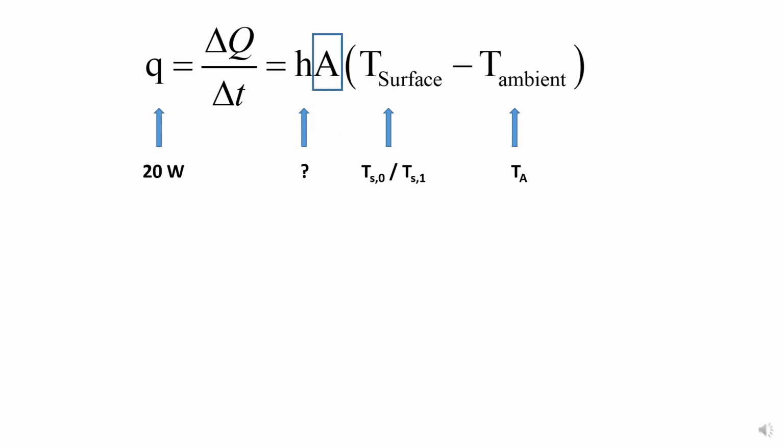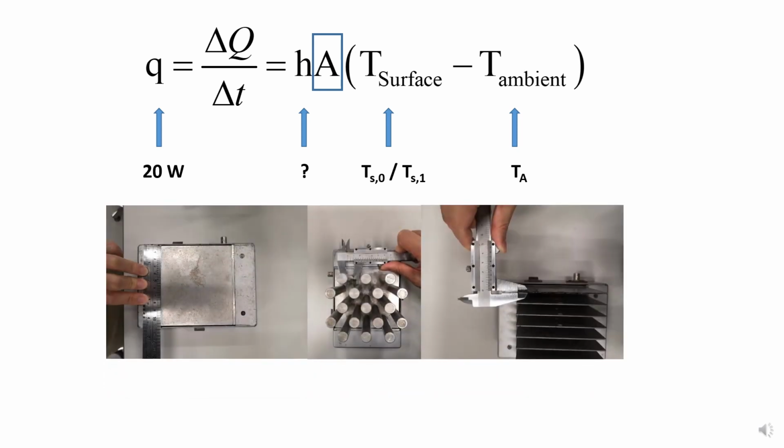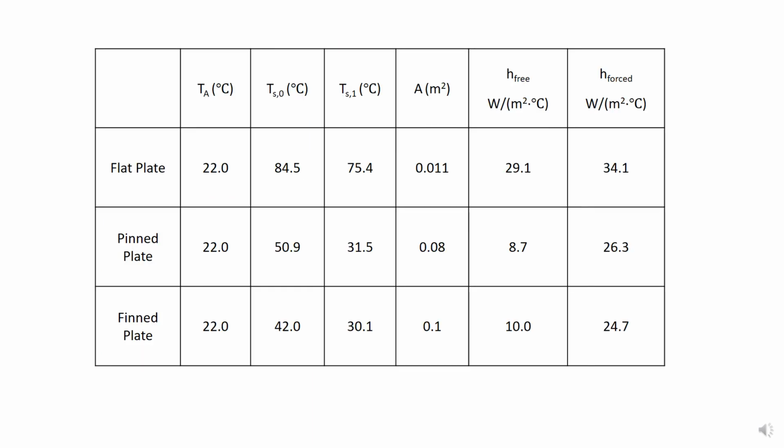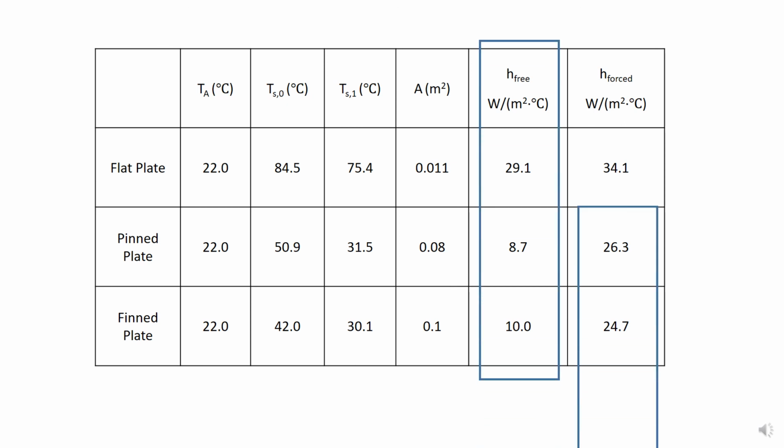Now we need to know the area for these three heat exchangers. Actually, we need to measure the size of these three heat exchangers. And this is their area. After we have obtained all the parameters in the experiment, we can calculate the convection heat transfer coefficient for free convection or for forced convection. Well, now you may want to think about why the three heat exchangers have different heat transfer coefficients and what influences the heat transfer coefficient.